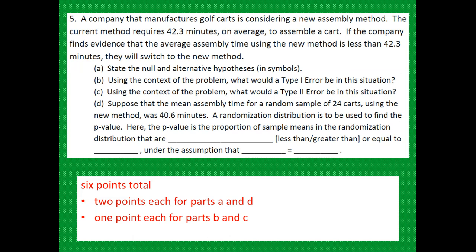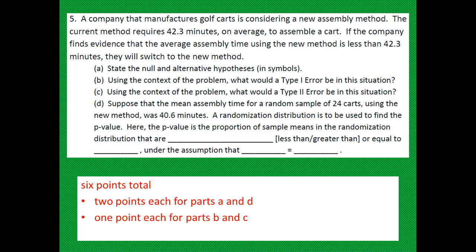For B and C, there are 2 ways that you can be wrong. Ultimately, there are 2 possibilities. Either the new assembly method takes less time on average, or it doesn't. And B and C are the 2 ways of making an incorrect decision. One of those would be concluding that the average assembly time using the new method is less than 42.3 minutes when that's not the case. The other one is not concluding that the average assembly time using the new method is less than 42.3 minutes when that is the case. Those essentially are the 2 answers in some order. I guess you can phrase that a little bit differently if you want.